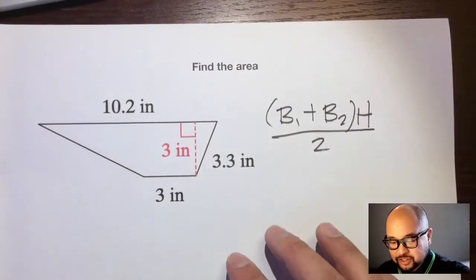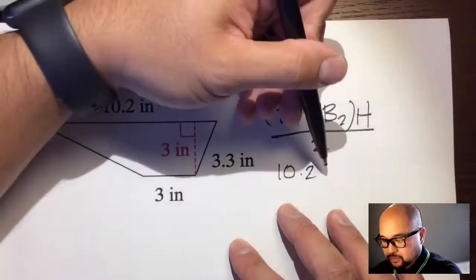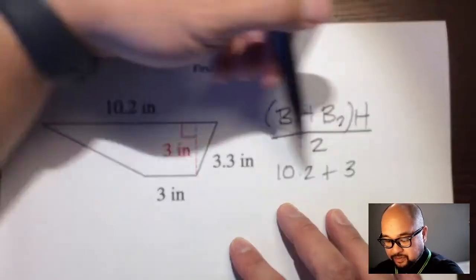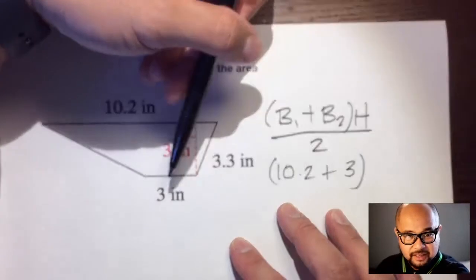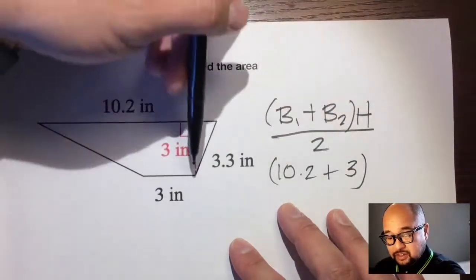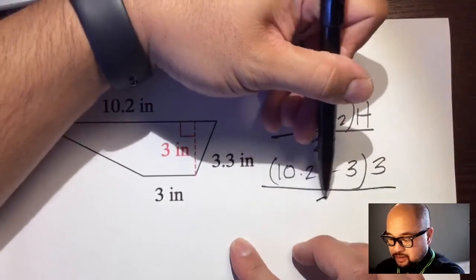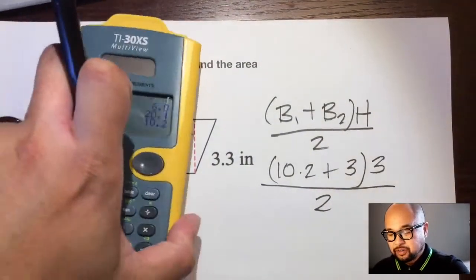And let's substitute. One of our bases is 10.2, plus the other base, which is 3, times the height, which is coincidentally the same length as one of the bases. So this side is perpendicular, and divided by 2. Trapezoid, half of a parallelogram.